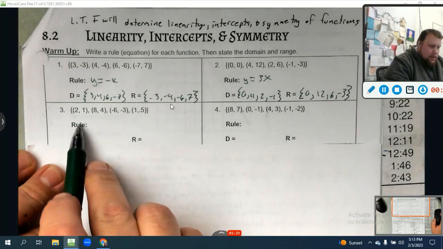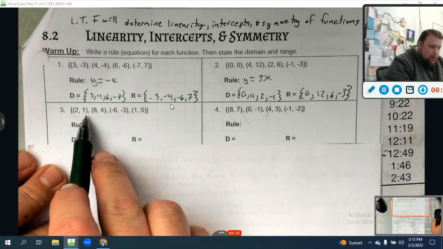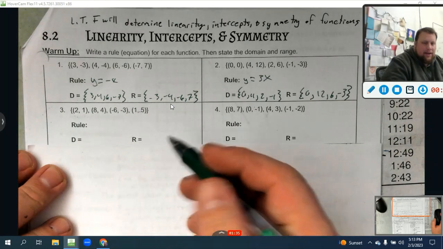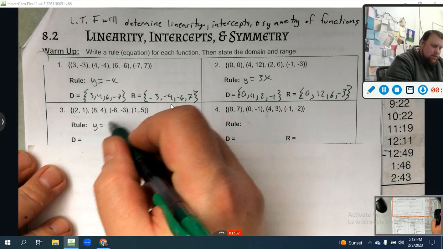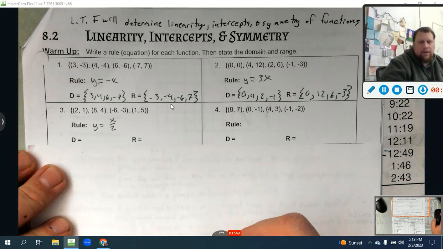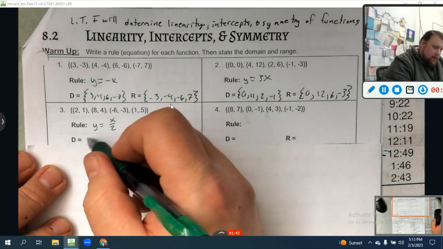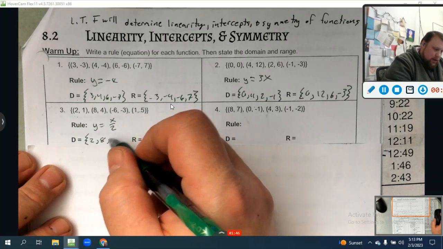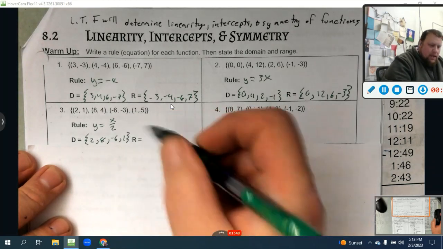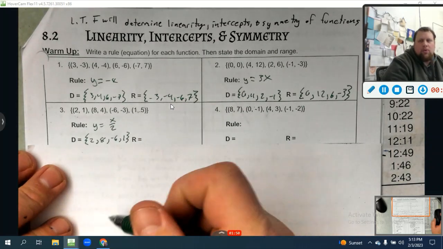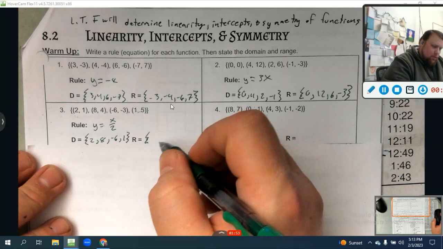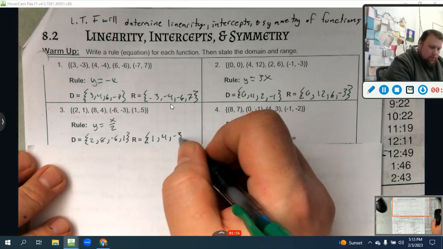Let's look here. See, 2 goes to 1, 8 goes to 4, negative 6 goes to negative 3, 1 goes to 0.5. We're dividing it in 2, so it's y equals x over 2. Boom, right there, look at that. And my domain, again, just do the curly brackets, write all your x values down. 2, 8, negative 6, 1. The only big thing to keep in mind is if there's ever a repeat, you don't write numbers twice, just write them once. Okay, for range, it's going to be 1, 4, negative 3, and 0.5.